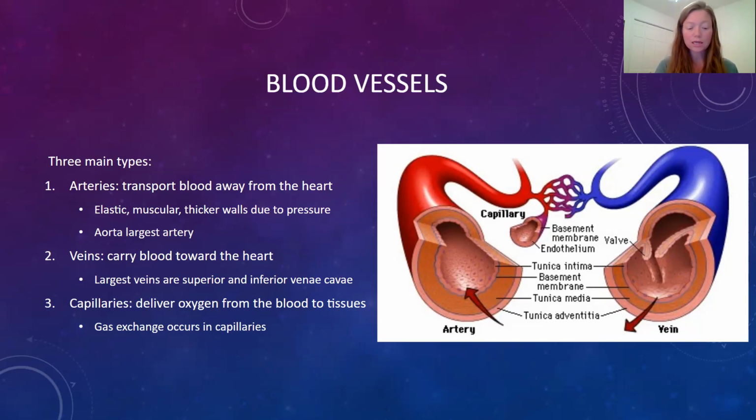Then you've got the tunica intima, tunica media, and tunica adventitia. The intima is the innermost layer of the veins and arteries. This is what comes in direct contact with the blood. It's a smooth layer. The tunica media is the middle layer, and it is also the thickest layer. This is what contracts and relaxes to keep blood moving through the veins and arteries. The tunica adventitia is our outer covering. It protects and supports the vessels.